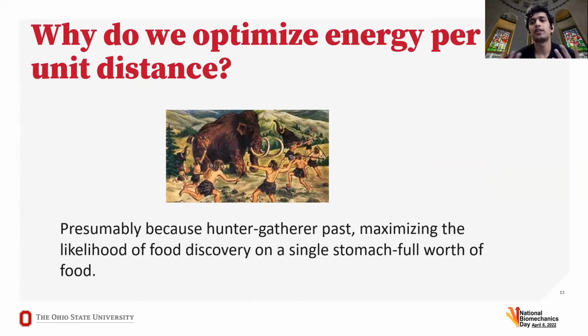So we have known from our history that we have been hunter-gatherers. Being a hunter-gatherer, you have to search for food, you have to hunt for food. It's not like food comes to you like how it does these days. So our brain had to maximize the likelihood of food discovery on a single stomach full worth of food.